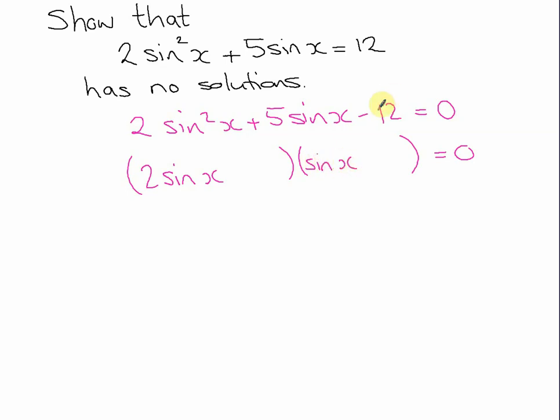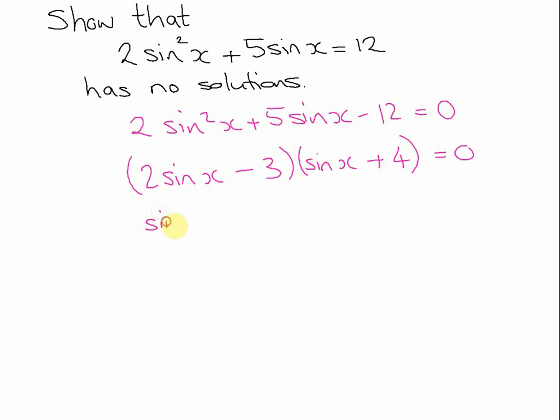Okay, so 12 has lots of factor pairs, but if we go for the 3 and the 4, yeah, this one works. After a while you can do these pretty quickly, but I can see that 8 take away 3 is 5, and the signs are different, which they need to be to make them negative.